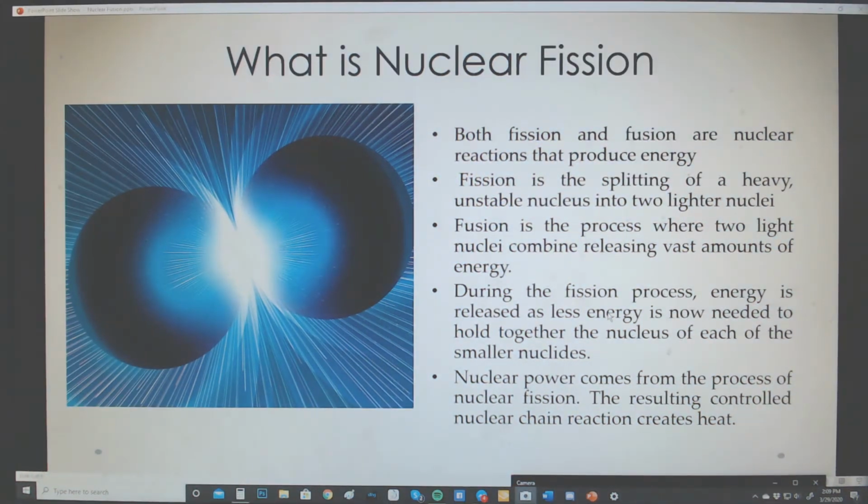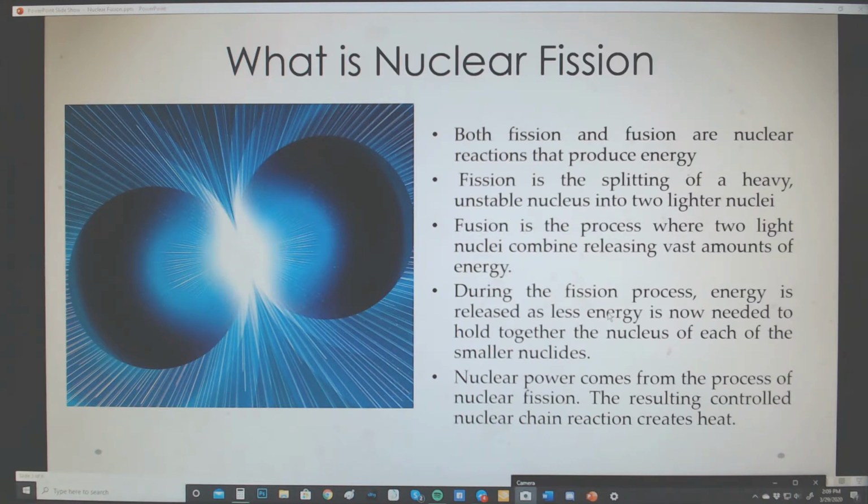Both nuclear fusion and nuclear fission are nuclear reactions that produce energy, but the applications are not the same. Fission is the splitting of a heavy, unstable nucleus into two lighter nuclei. Fusion is the process where two light nuclei combine, releasing a vast amount of energy. During the fission process, energy is released as less energy is now needed to hold the nucleus of each of the smaller nuclei together. The energy released in one fission is about 1 million times greater than the most energetic chemical reactions.